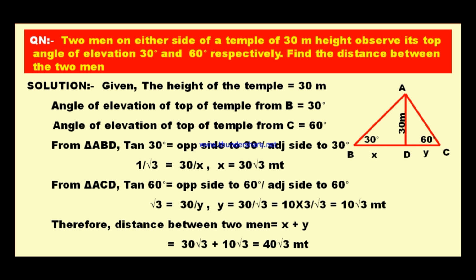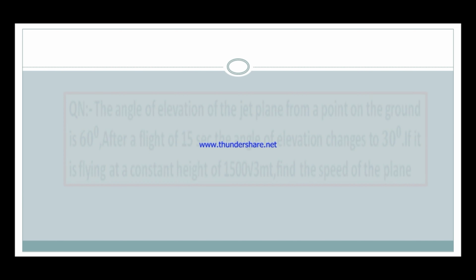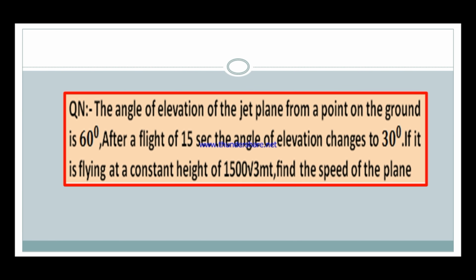Another question now. Here is the question. The angle of elevation of the jet plane from a point on the ground is 60 degrees. After a flight of 15 seconds, the angle of elevation changes to 30 degrees. If it is flying at a constant height of 1500 root 3 meters, find the speed of the plane.